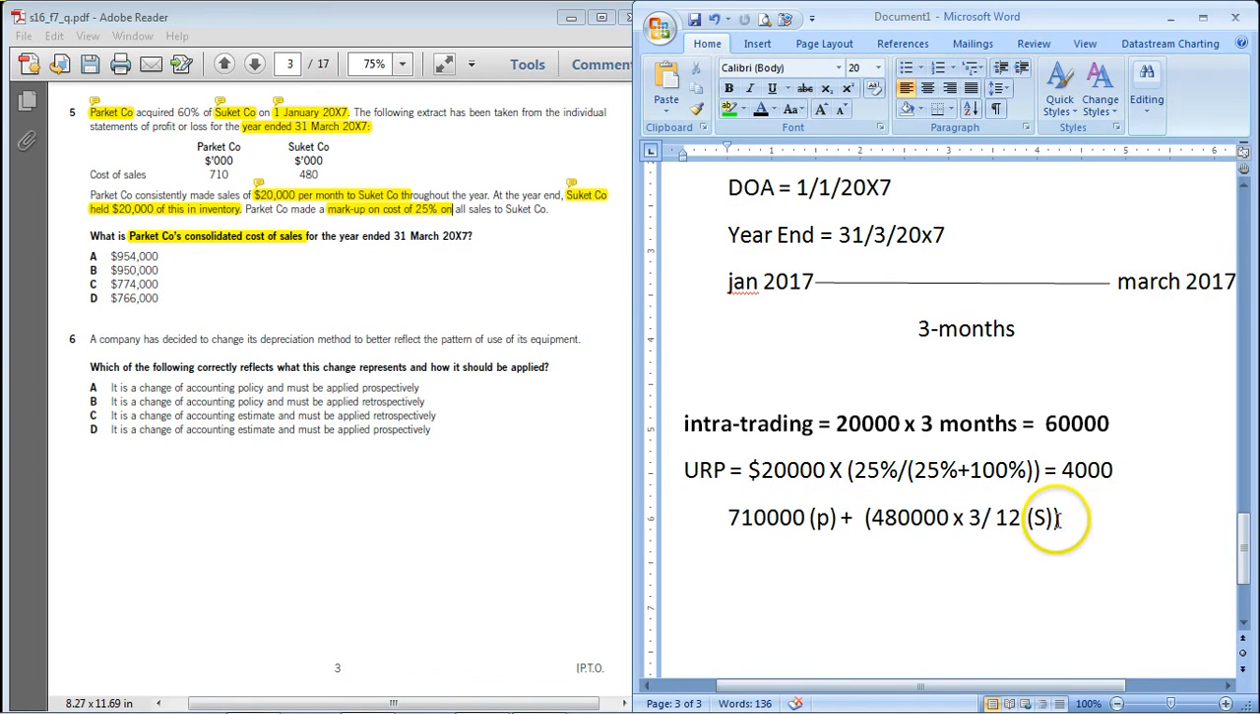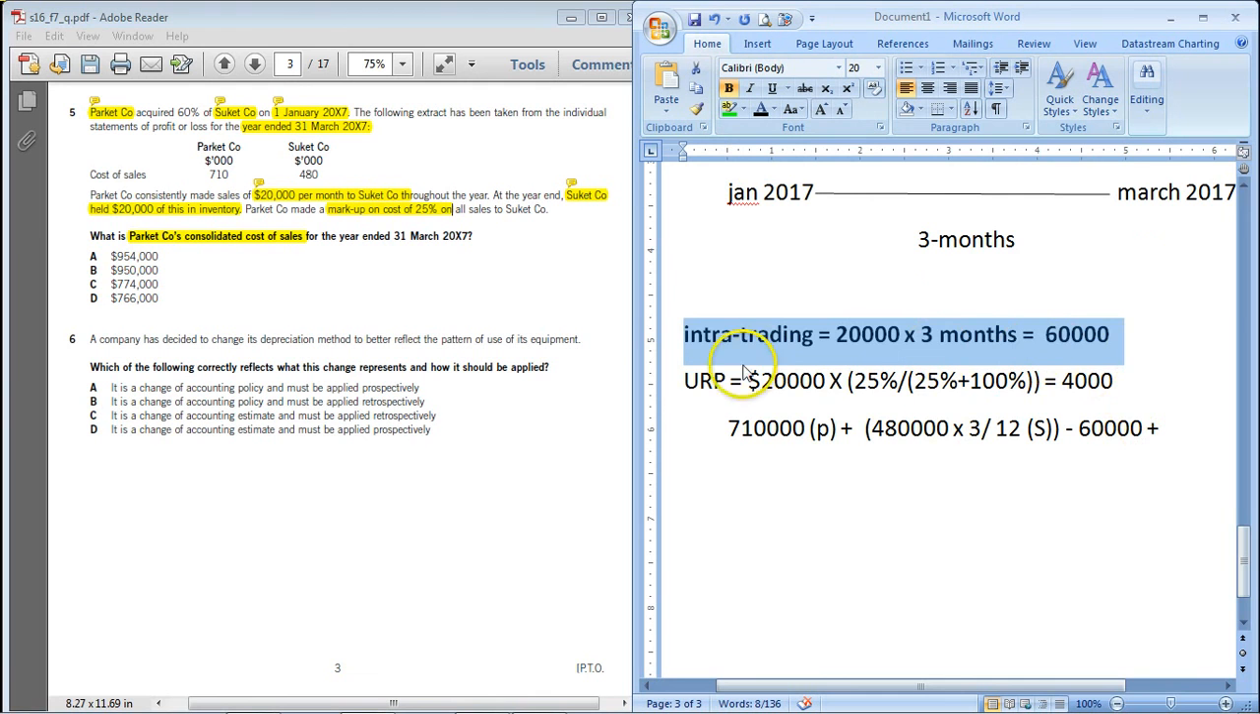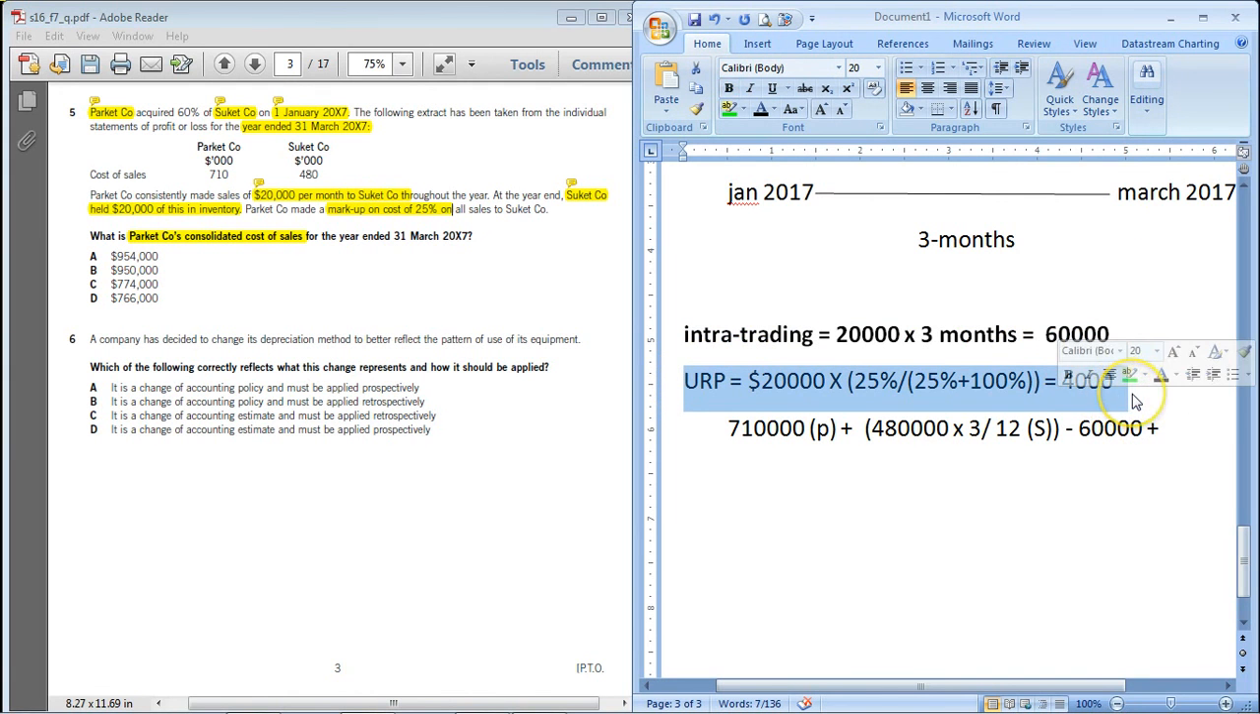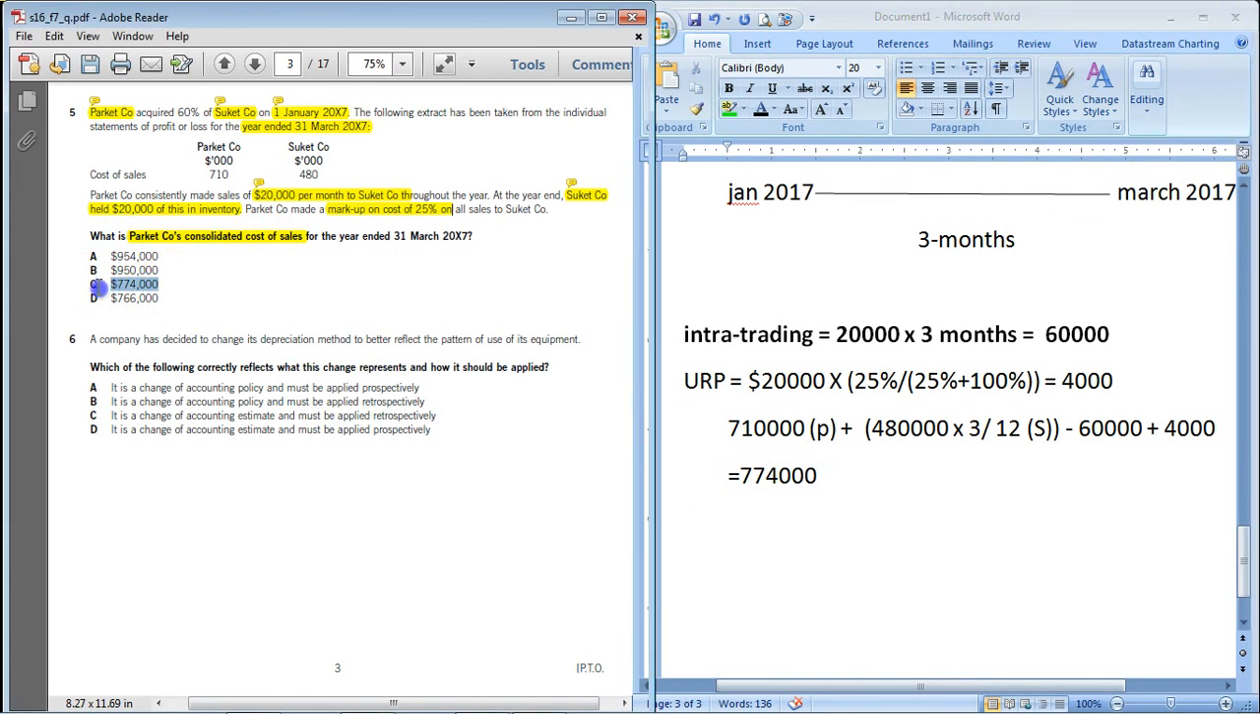And remember I said you have to credit COS. You have to minus your intra-trading, which is 60,000 that you got just now, the full amount. And don't forget the effect of the URP, which is you have to debit COS. When you debit, you have to plus the 4,000. So the value that you will get later when you use your calculator, you will get 774,000, which is C. The answer is C.